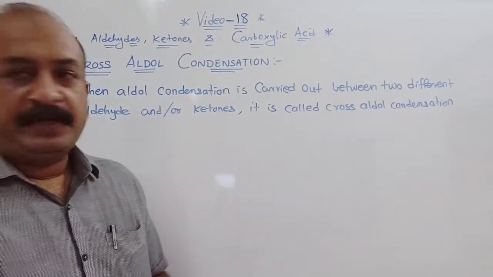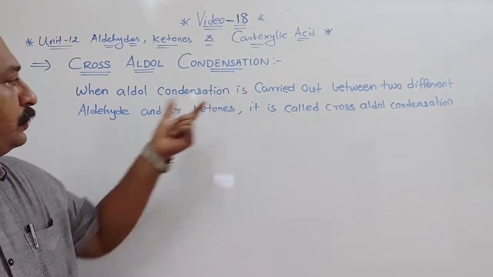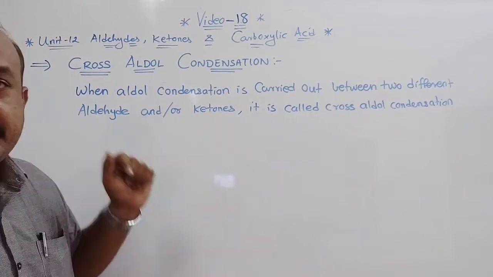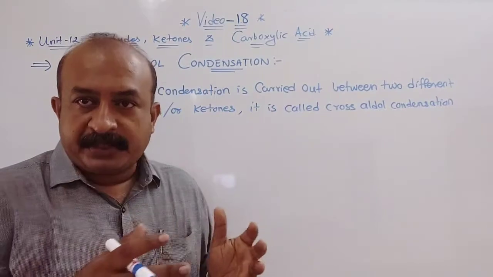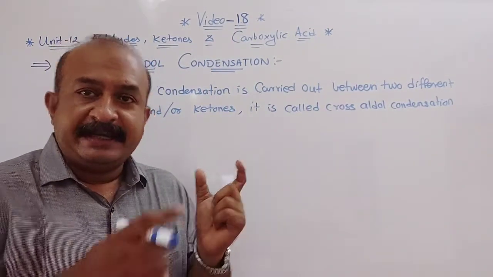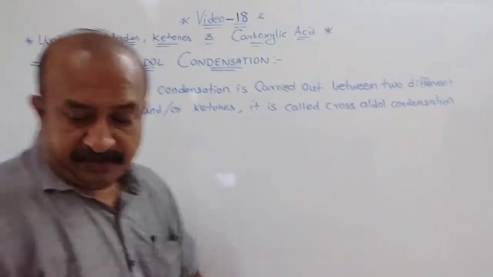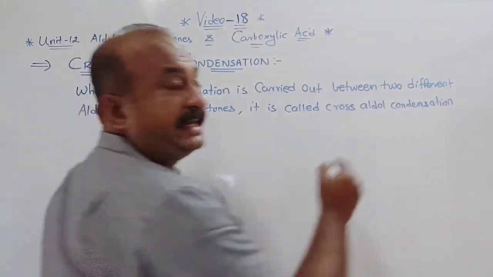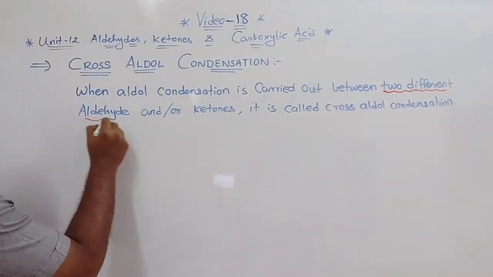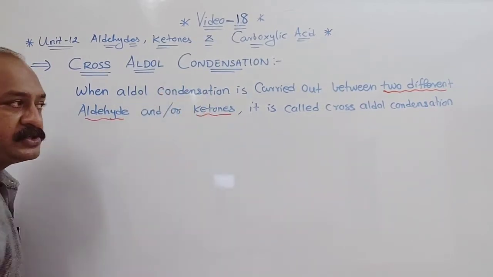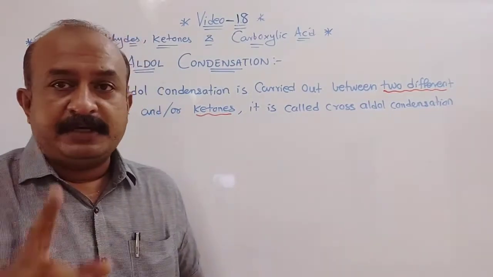Now, when an aldol condensation is carried out between two different aldehydes or ketones, either you can take both aldehydes, both ketones, or one aldehyde and one ketone. If it is carried out between two different ones, this is an important keyword to remember: two different aldehydes or ketones, it is called cross-aldol. So if different aldehydes are taken, only then it is called cross-aldol.